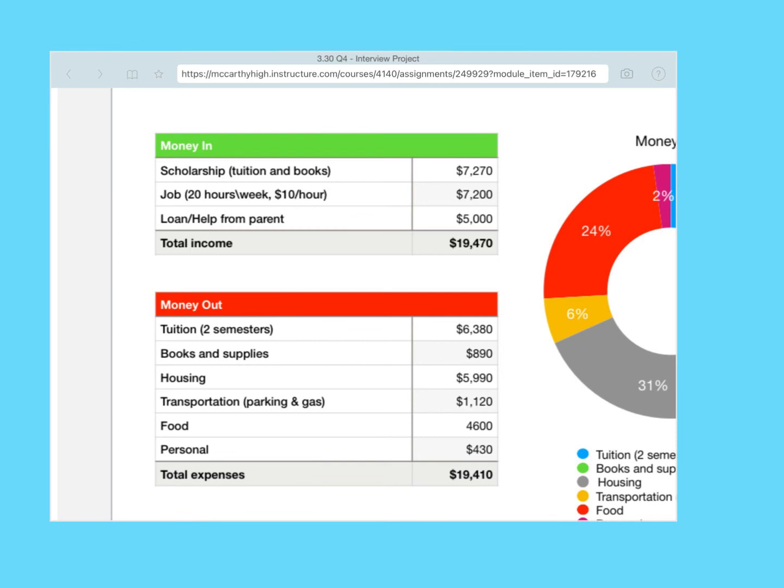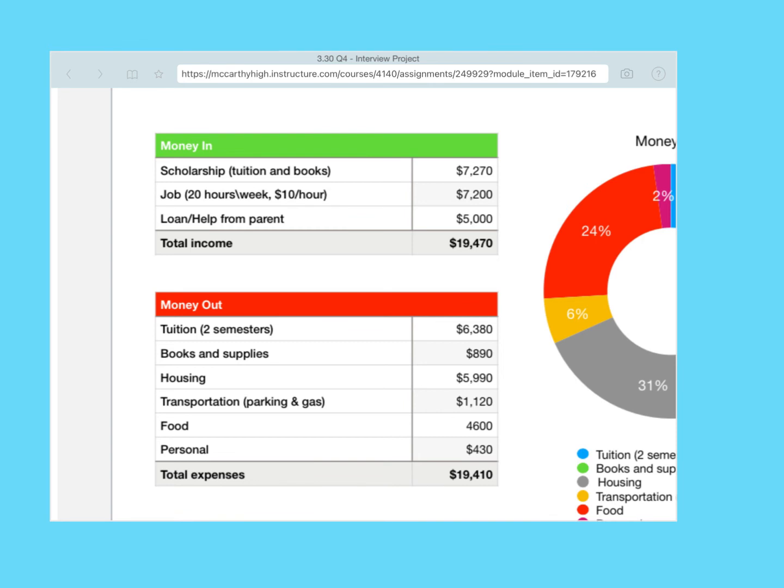Housing to be just shy of $6,000. Transportation, including parking and gas, about $1,000. Food, think about what you eat. Okay, if you're gonna Uber Eats every meal, that number is gonna be larger. If you're gonna go out, or if you're gonna live off of ramen noodles for the year, that number is gonna be very different. And then personal expenses.